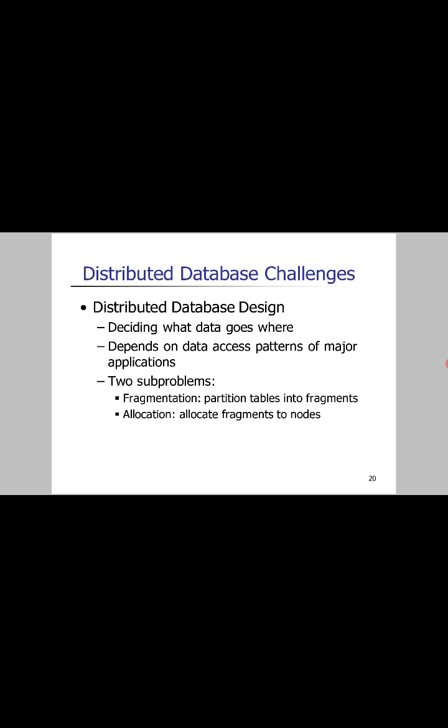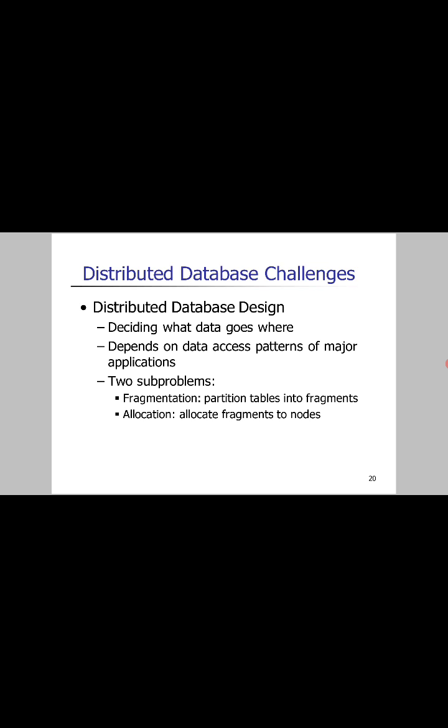So distributed databases, what are the challenges, problems, issues? The first one is deciding what data goes where. Which part of the data or which tables are allocated to which places depends on the data access patterns of major applications. There are two sub-problems: fragmentation and allocation.